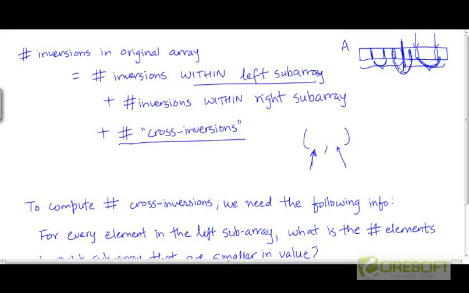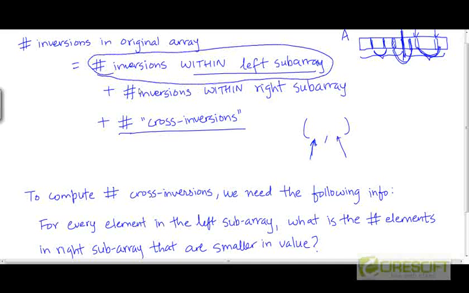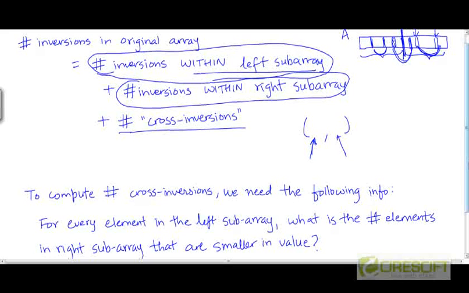So the left element is in the left side and the right element is on the right side. Now the first two values, the number of inversions within the left subarray and the number of inversions within the right subarray, are both provided to us by our recursive call on the subproblems. So alongside sorting the array, we're also computing the number of inversions in the array.